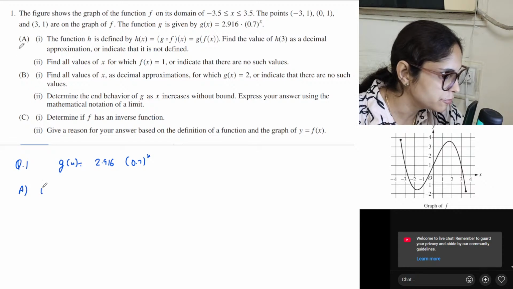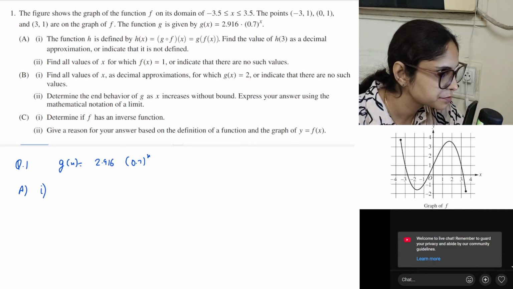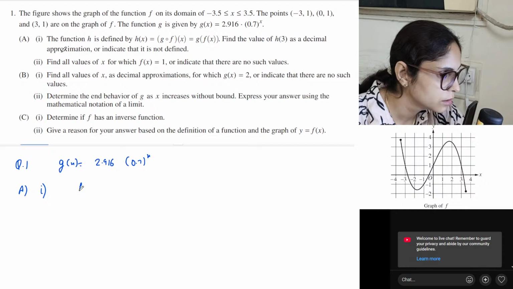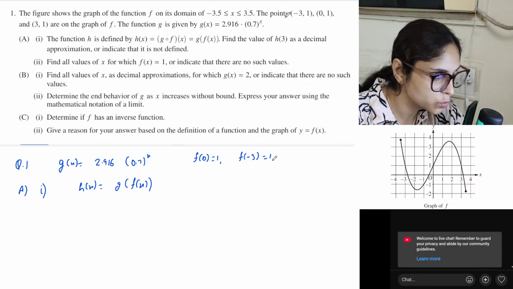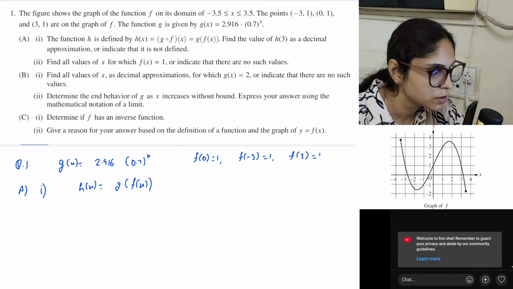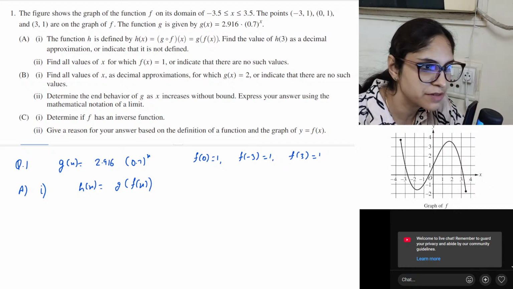Now in part A, first part, h(x) is g(f(x)), and 3 values are given to us. f(0) is 1, f(-3) is also 1 and f(3) is also 1. So at -3, 0 and 3, the y value is 1.